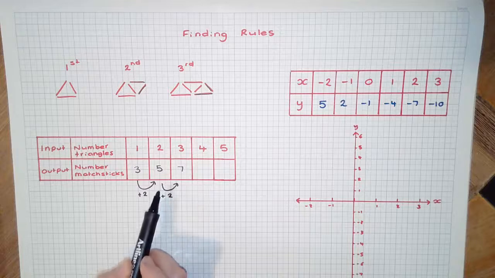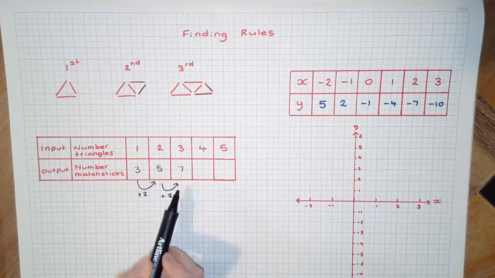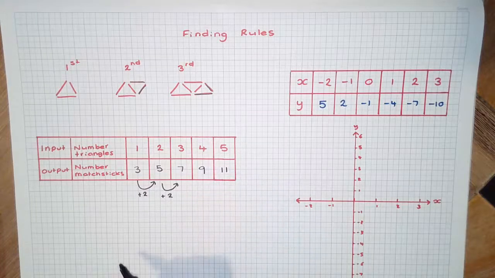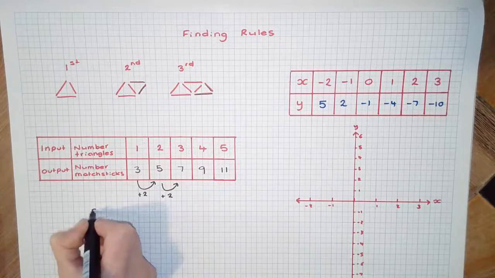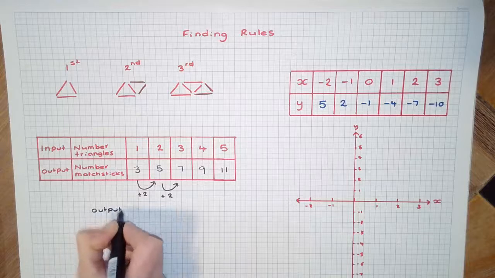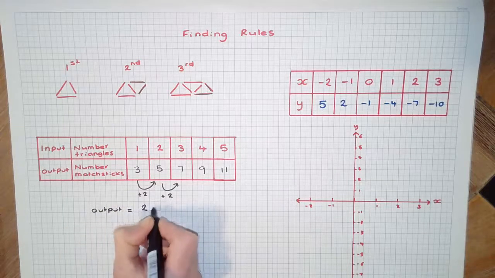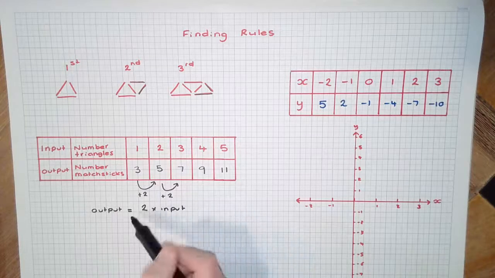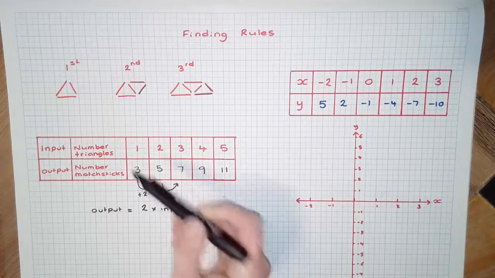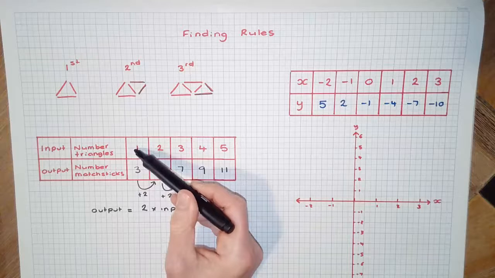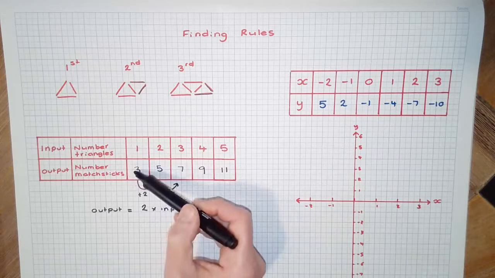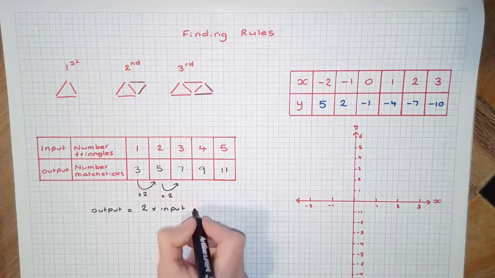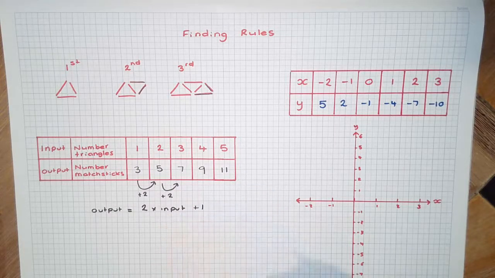This is the amount we multiply by in the rule, and we can continue the pattern without drawing the triangles. So our rule so far is our output equals 2 times our input. Now that can't be the final rule, because if we take our input 1 and multiply by 2, we get an answer of 2, but we need 3 matchsticks, so we need to add an extra 1 for the rule.